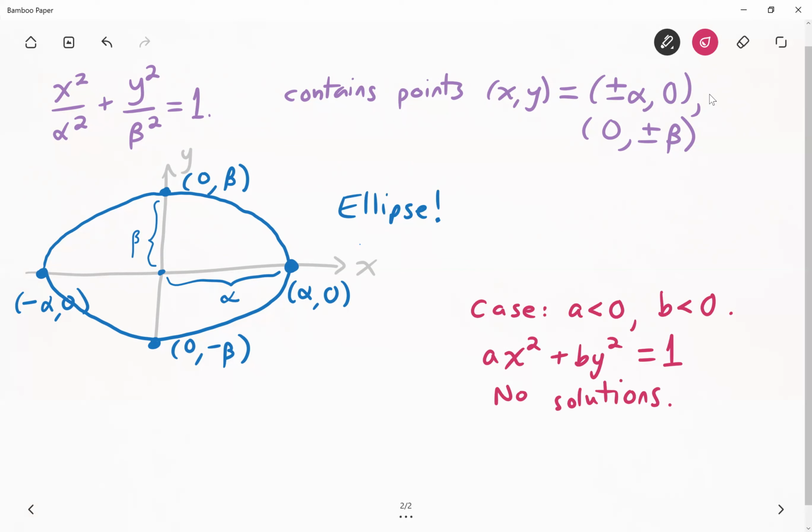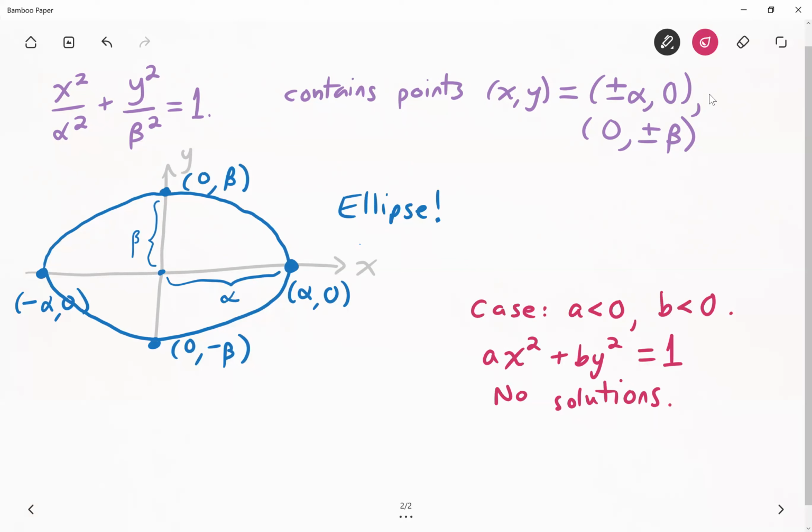Because no matter what you plug in for x and y, you will get positive numbers, and they're both being multiplied by negatives. So you know that the left-hand side of that equation is negative, the right-hand side is positive, so there's nothing to graph in that particular case.